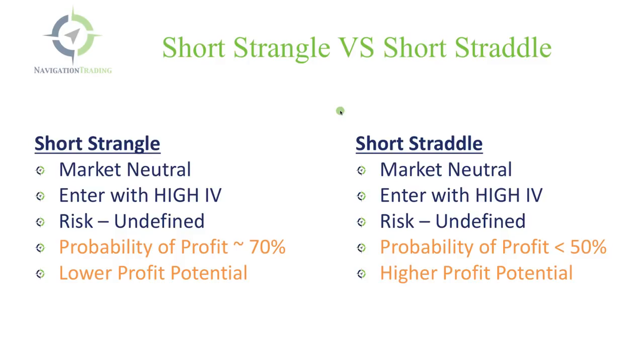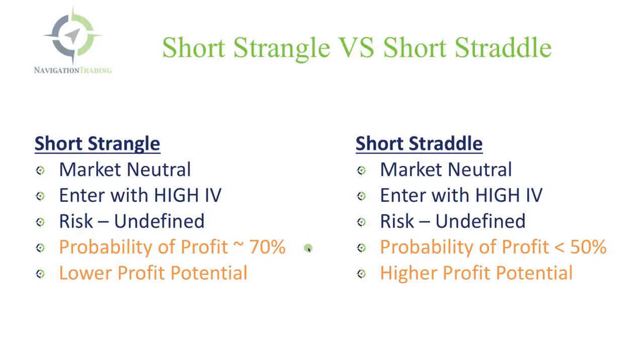Now, there are two ways to enter a strangle or a straddle, and that is to go short, where you're actually selling it to open, or go long, where you're buying the spread to open. Let's start by doing a comparison of the short strangle versus the short straddle. In both cases, we like to enter in a market neutral situation. We like to enter both a strangle and a straddle with high implied volatility. When you're selling a short strangle or a straddle, the risk is theoretically undefined.